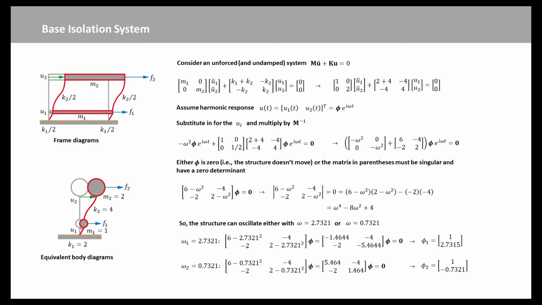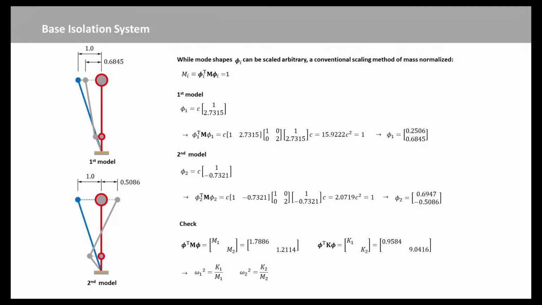The mass of the base isolation is m1 equal to 1 and the stiffness k1 equal to 2. The mass of the building structure is m2 equal to 2 and the stiffness k2 equal to 4. So the structure can oscillate either with omega 1 equal to 2.7321 and omega 2 equal to 0.7321. Omega 1 and omega 2 are natural frequencies.